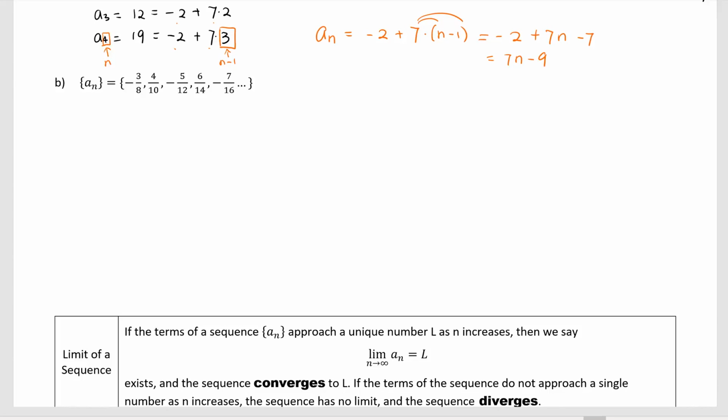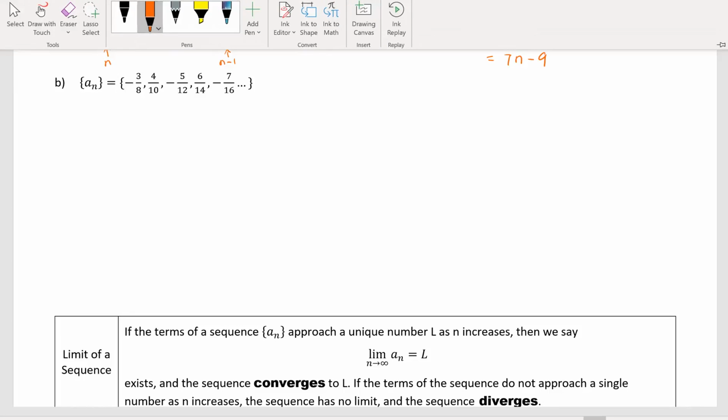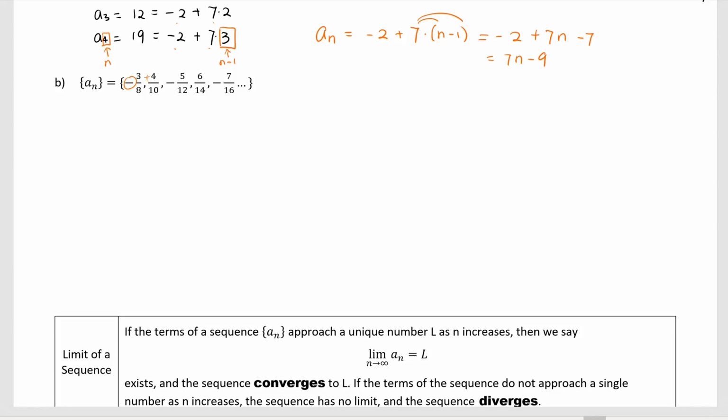Okay, can you notice that we have minus, plus, minus, plus, minus? If you see this pattern, the sign alternates. Your formula must contain a term (-1) to the n or (-1) to the n plus 1, depending on your index. Okay?